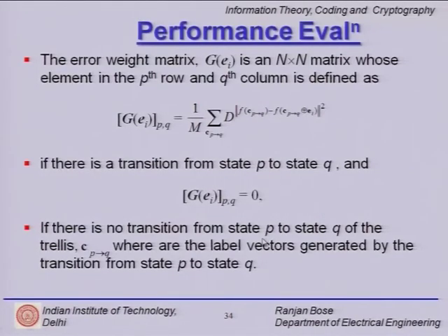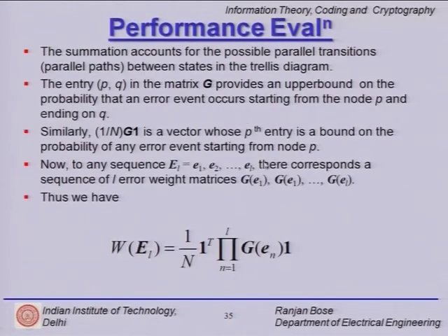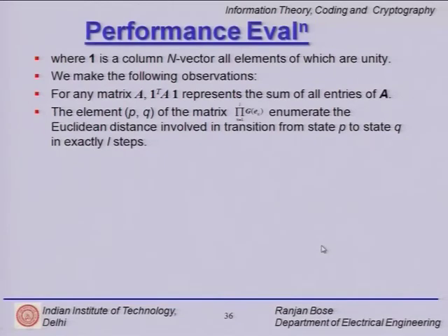So, if you do this math completely, you can see that this W(E_L), which is only a function of the error, can be written as 1 over n, 1 vector transpose times G times 1. We can do some basic mathematics to come to this one. The 1 I have said is a column vector of length n.